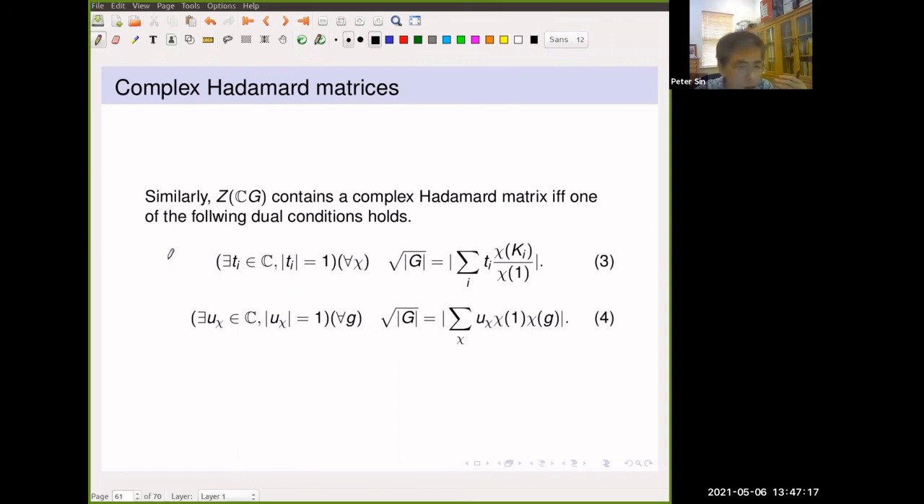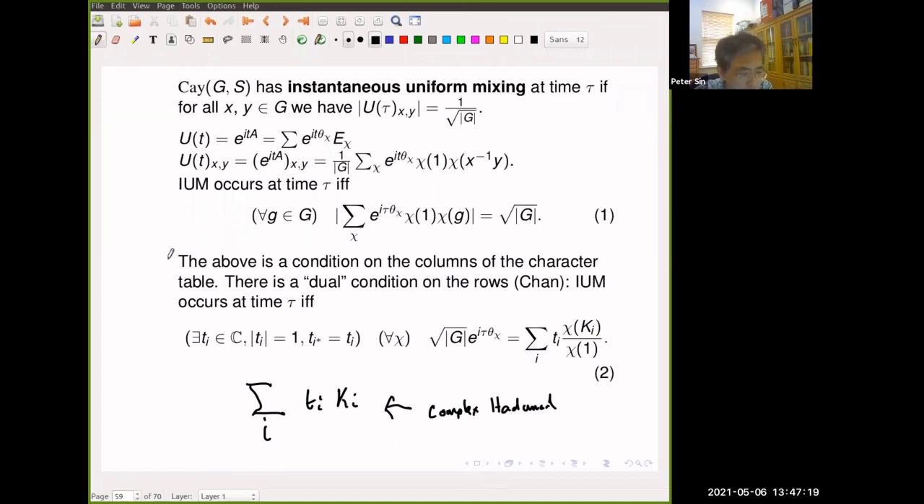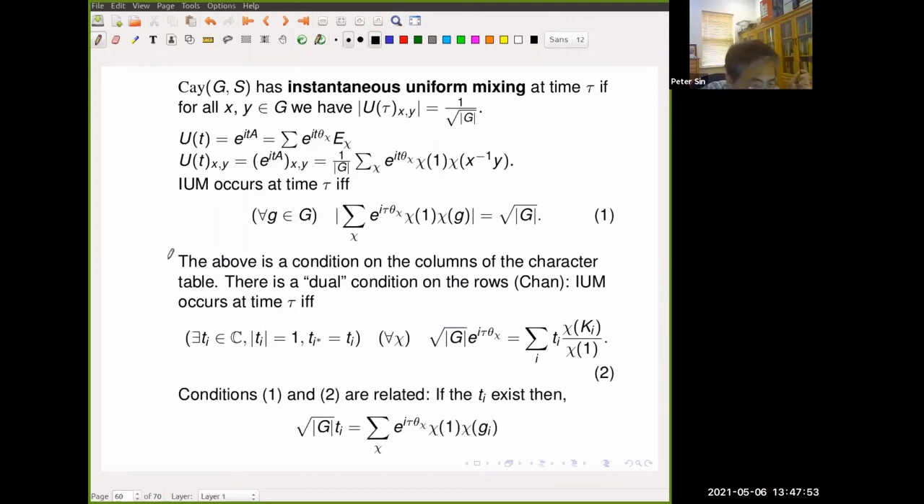Don't forget the complex Hadamard matrix. If you find these TIs, then the complex Hadamard matrix will just be the sum of the TIs times the KIs. In particular, the regular representations of the KIs are 0, 1 matrices, so if you can find TIs that are plus or minus 1, not just absolute value 1, then the complex Hadamard matrix that you get will actually be a Hadamard matrix.